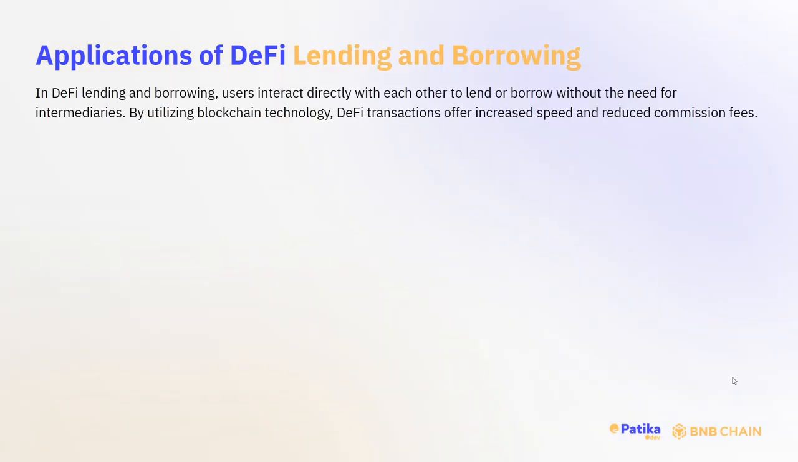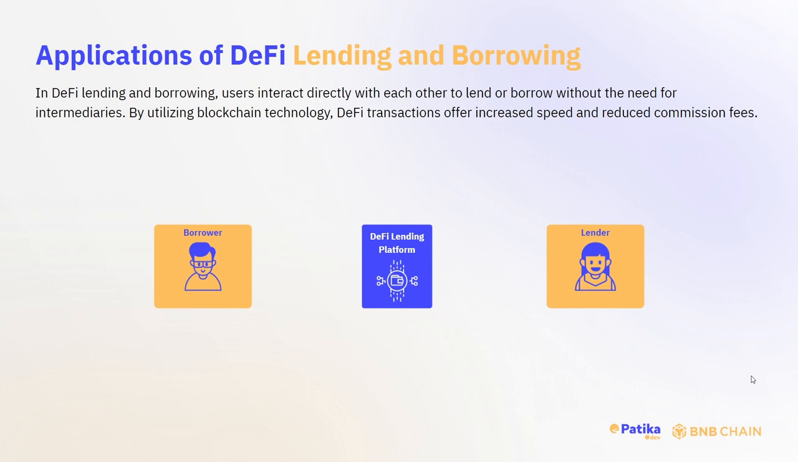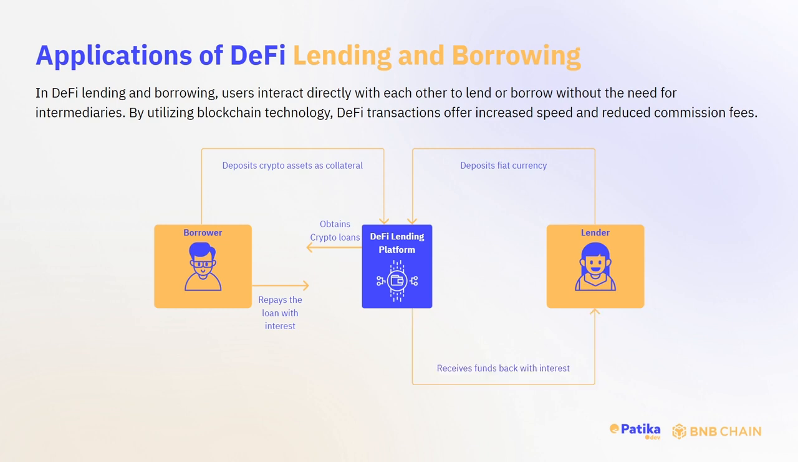Lending and borrowing. In DeFi lending and borrowing, users interact directly with each other to lend or borrow without the need for intermediaries. By utilizing blockchain technology, DeFi transactions offer increased speed and reduced commission fees. In this regard, we have a borrower, DeFi lending platform, and lender. A borrower deposits crypto assets as collateral. Then the lender deposits fiat currency. Borrower obtains crypto loans. Then they also repay the loan with interest. Then the lender receives funds back with interest.